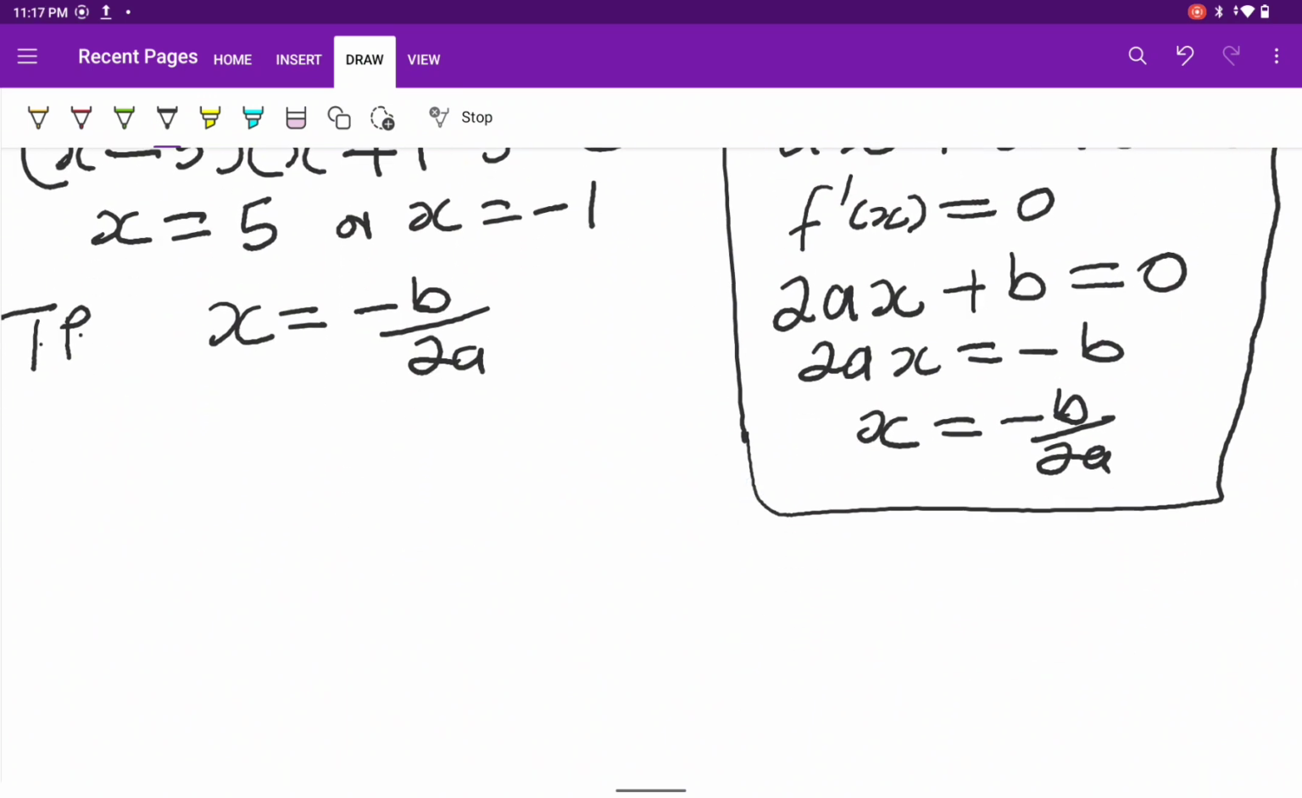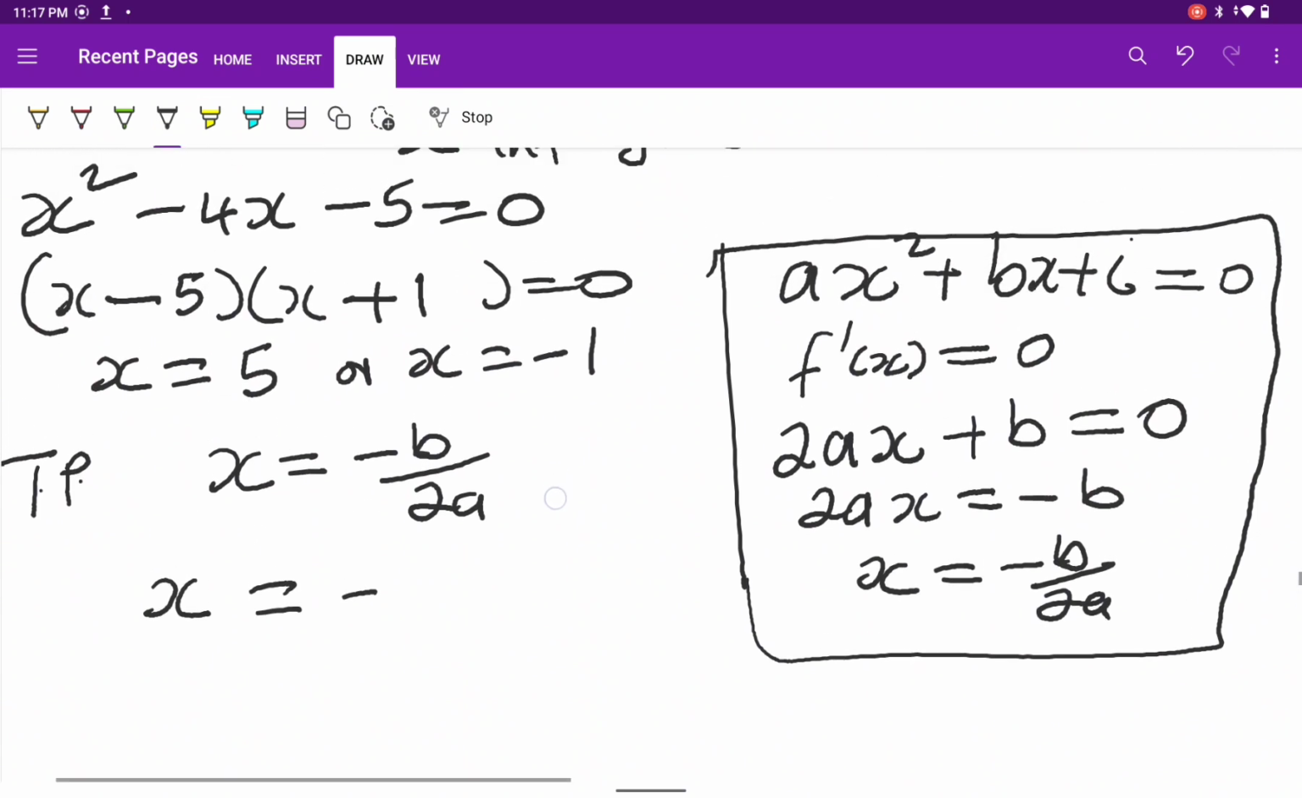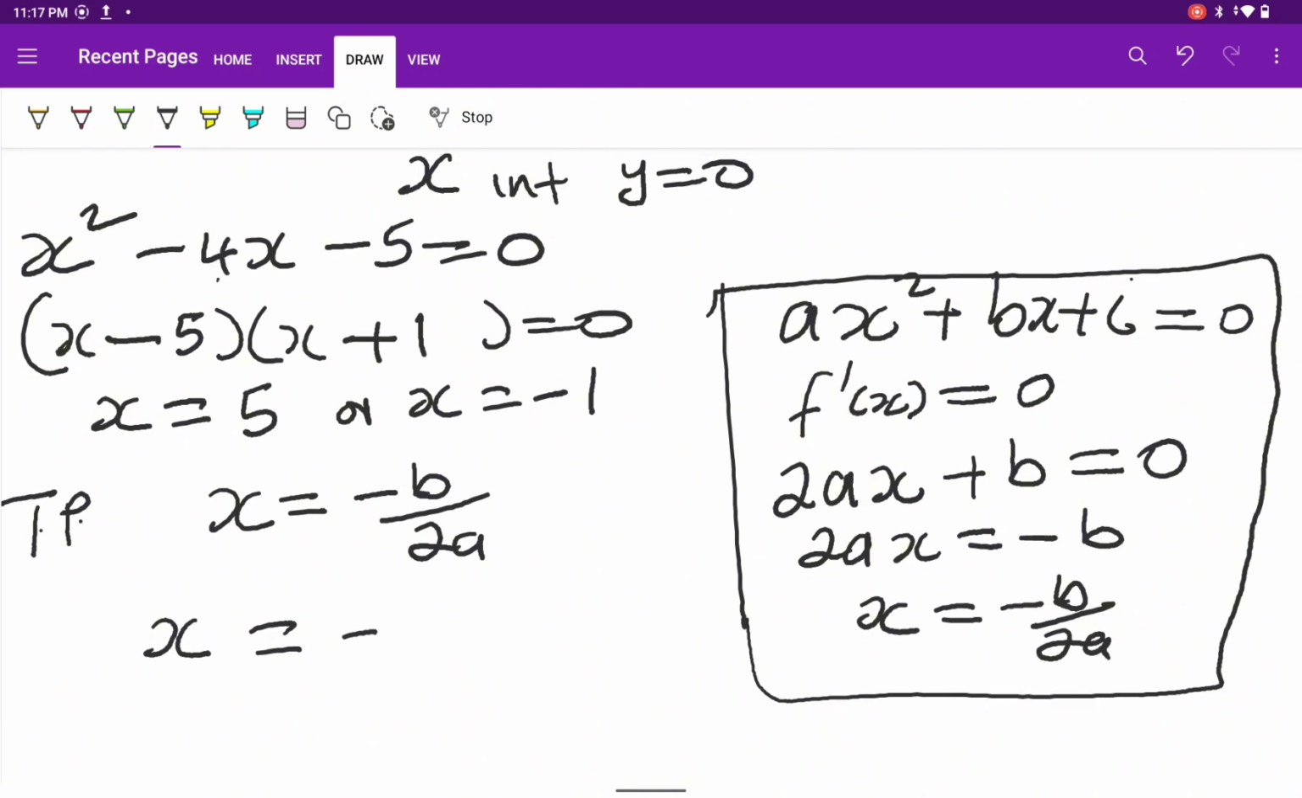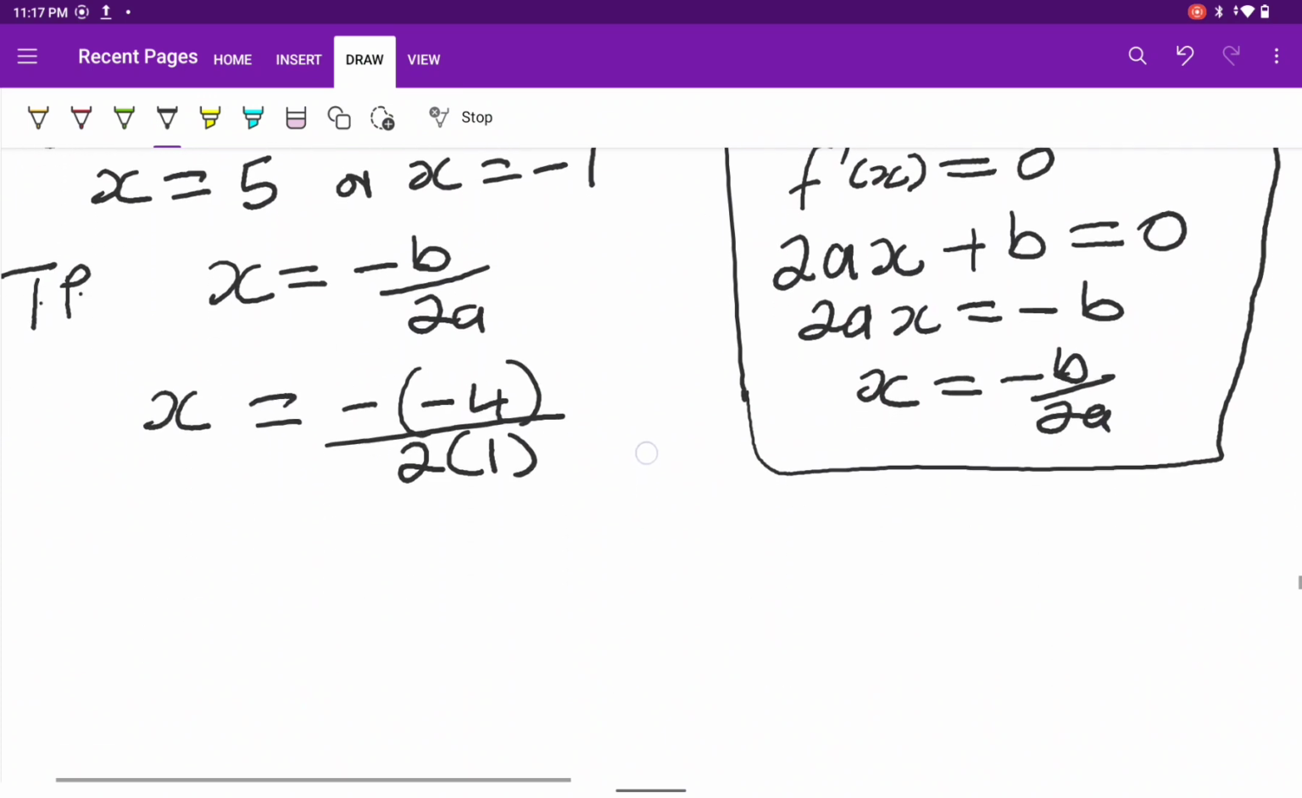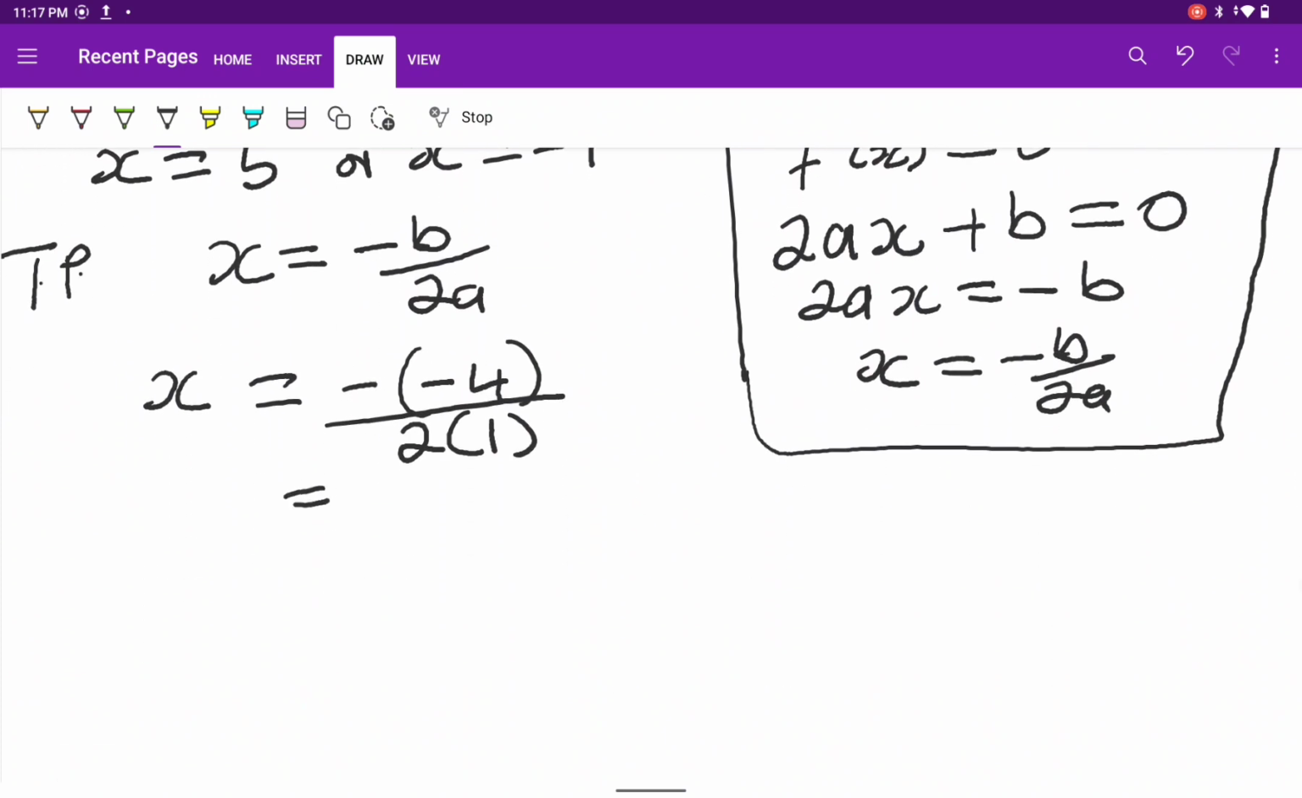Back to our story, when we want the x coordinate of the turning point, we will just take this formula and use it. In our equation, x equals minus b, so we set the b there, it's a negative 4, so we'll have a negative 4 over 2 times a, which is 1. A negative and a negative is a positive. 4 over 2 times 1 is 2, so 4 over 2 is 2. So the x coordinate of the turning point is 2.